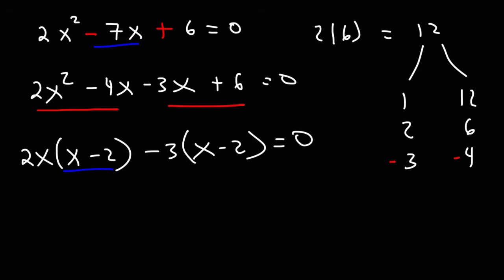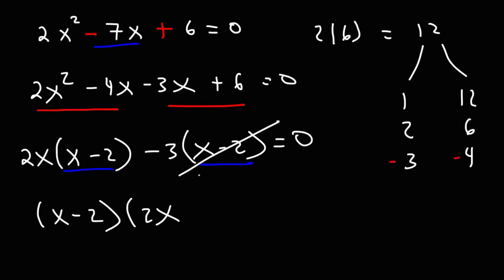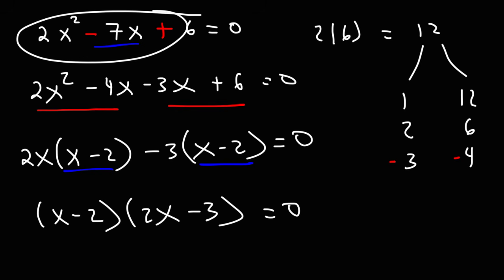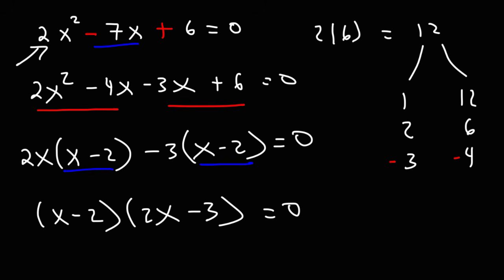Now, if these two are the same, you know that you're on the right track. So we're going to factor the GCF out of these two terms. And the GCF is what I have highlighted in blue. It's x minus 2. So if you take out x minus 2 from that term, you're left with 2x. If you take out x minus 2 from this term, you're left with minus 3. So this is how you can factor a trinomial where the leading coefficient is not 1.